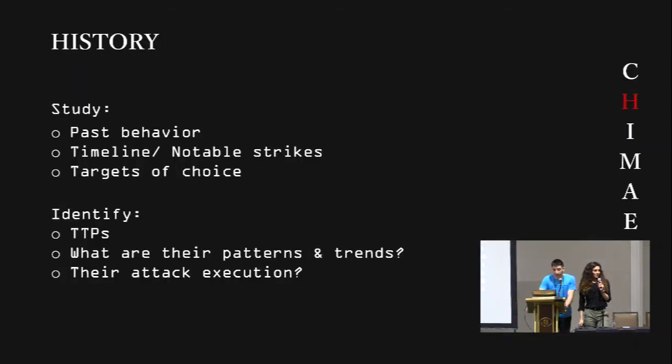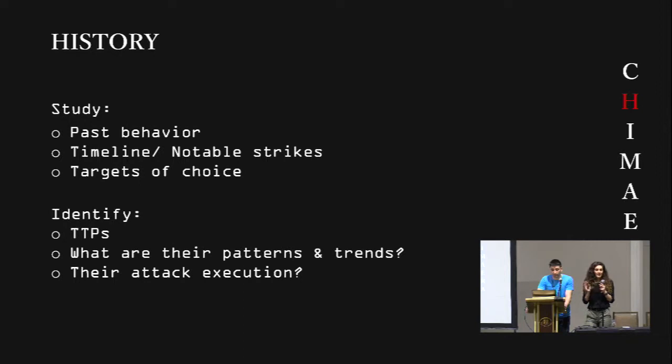The second module is history. Now, when we look at history, we want to study their past behavior. We want to study their timeline, we want to study their notable strikes, and we want to study their targets of choice. Why? Because that makes them predictable, ultimately. Through this study, we identify TTPs, patterns that are extremely important.